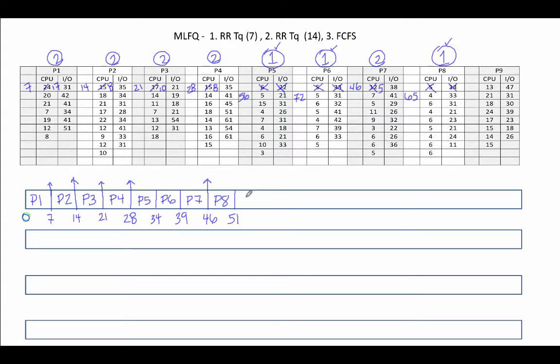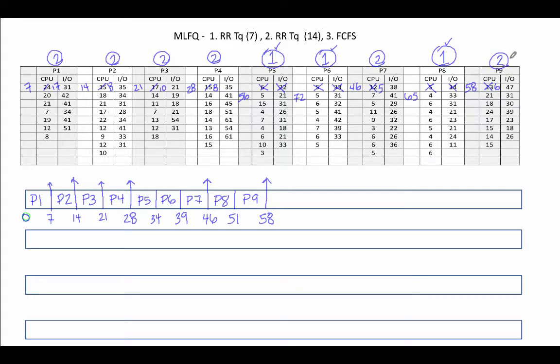P9 has a CPU burst of 13 time units, so P9 is going to be preempted at time 58, and P9 is going to have a new arrival time of 58, and will also have 6 time units of its CPU burst, and will be downgraded to a level 2.